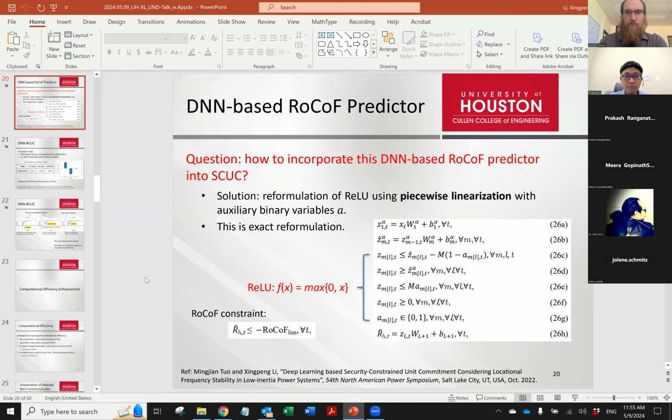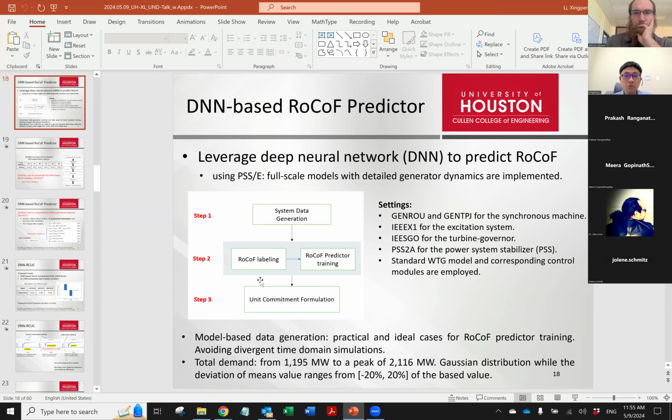So the input features for this model include the generator status, whether that generator is on or off, so that will be a binary input feature. Another set of input features is the generator output power. Offline generators won't produce any electricity, but the online generators will provide some power, so that will be some continuous input features.